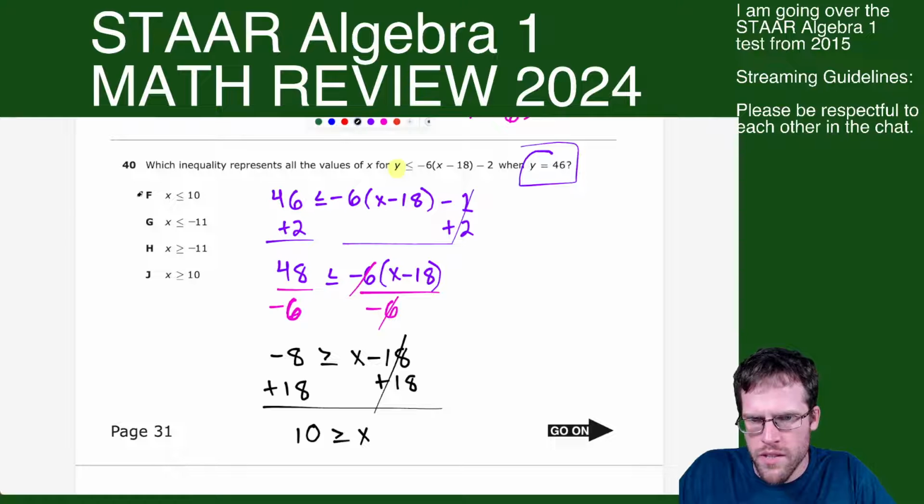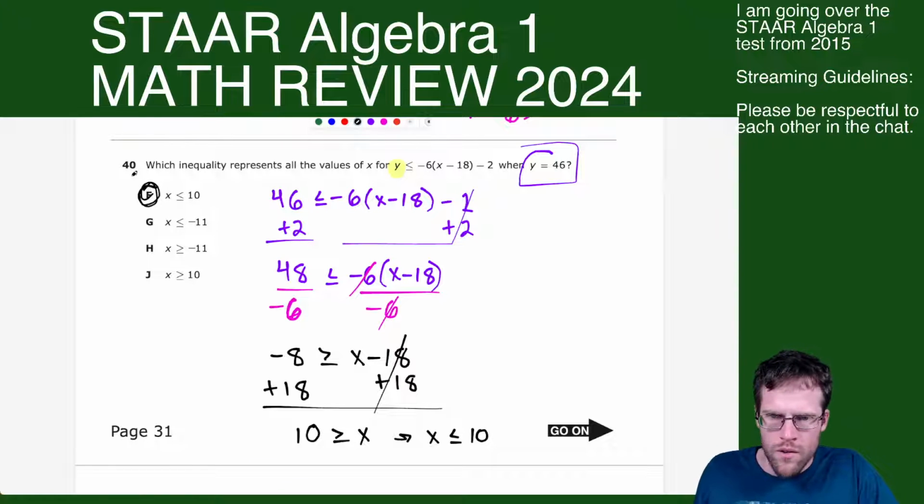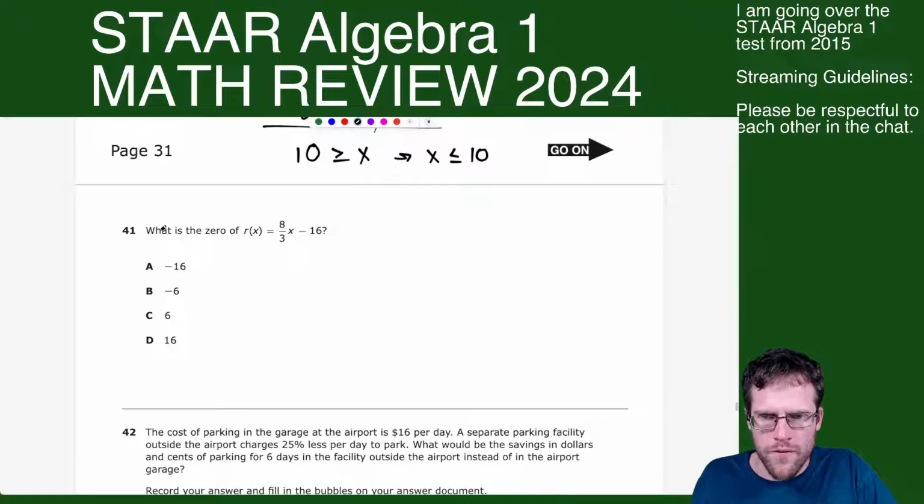And you're like, oh no, it says x. So just think about this logically. If 10 is greater than or equal to x, that means x is less than or equal to 10. So these two mean the same thing. So choice F. Cool. All right, we have a few questions left.